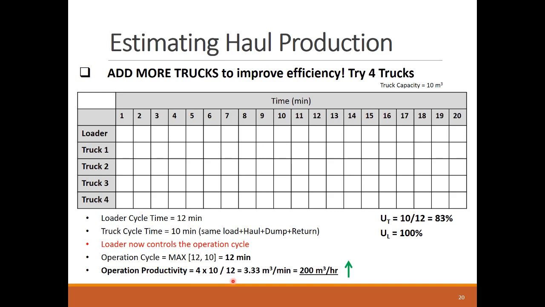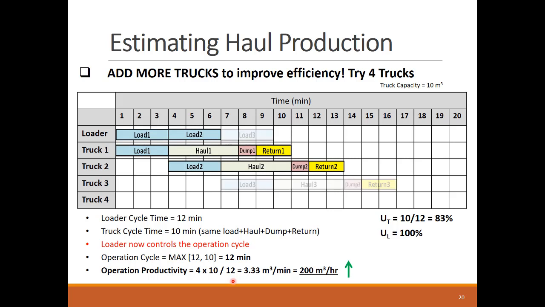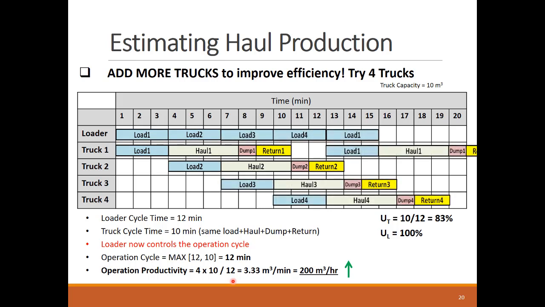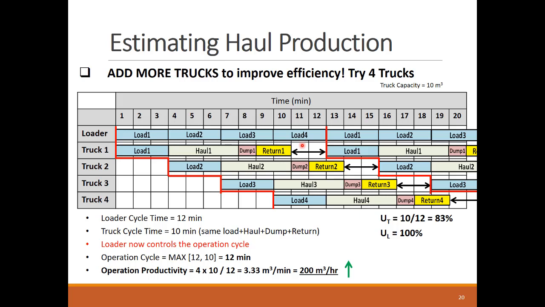Let's keep the fun and add more trucks. The loader loads the first truck, which goes on its own journey for haul, dump, and return. The loader fills the second truck, third truck, and fourth truck back to back. In the middle of the fourth truck loading, the first truck returned back and has to wait 2 minutes for the loader to finish. This means that the loader now became the super busy resource and controls the operation. This is shown by the loader's longer cycle time of 12 minutes, within which 4 truck payloads are delivered.